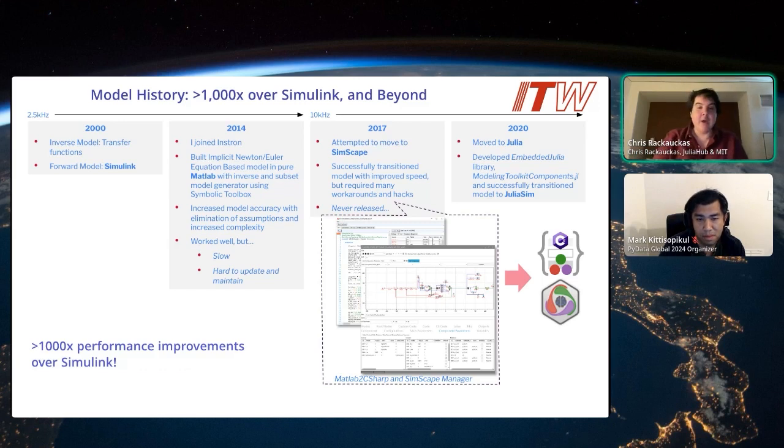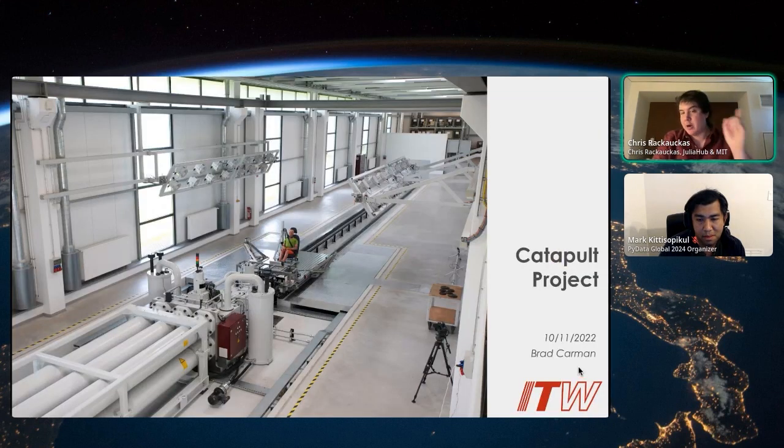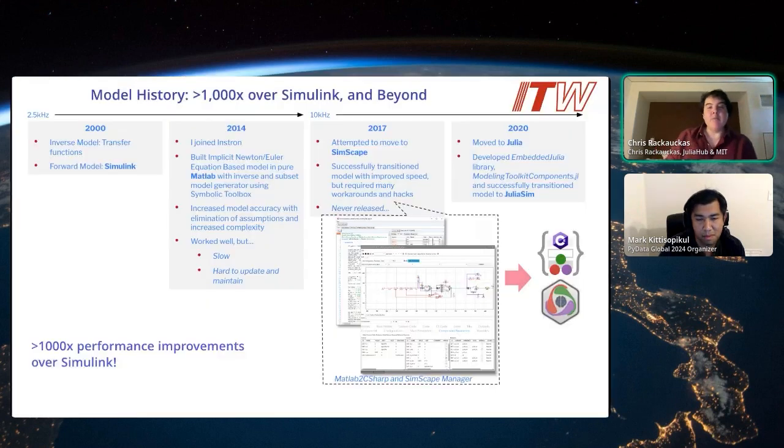with Simulink. And again, Brad Carman actually gave a talk on this at JuliaCon 2022. So if you want to see this in a lot more detail from the word of the mouth of the person who did this, please go check out that talk. But they saw some massive performance improvements over what they were using before.